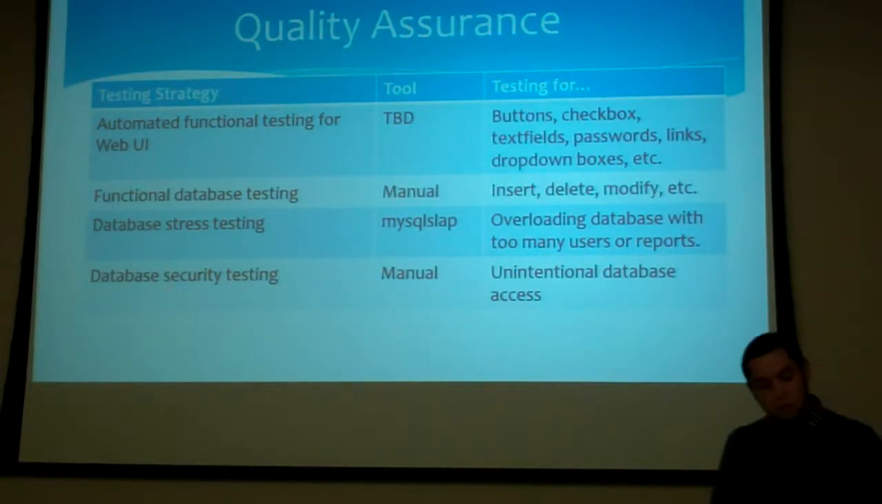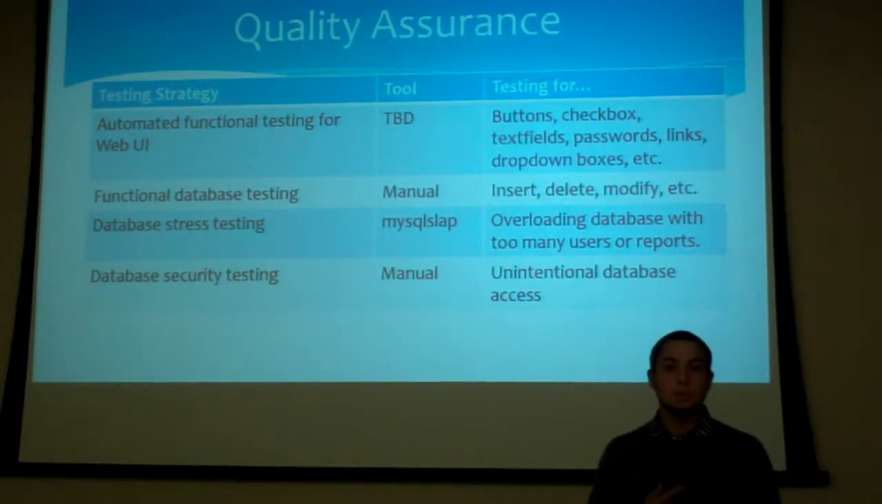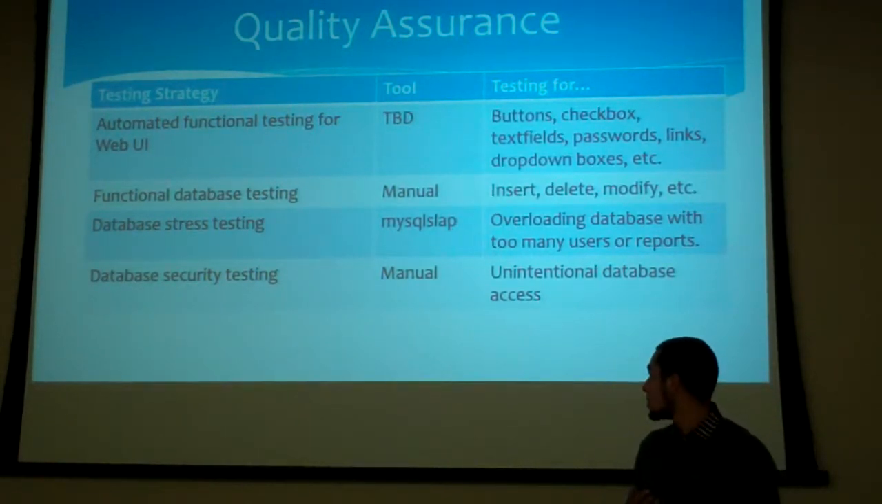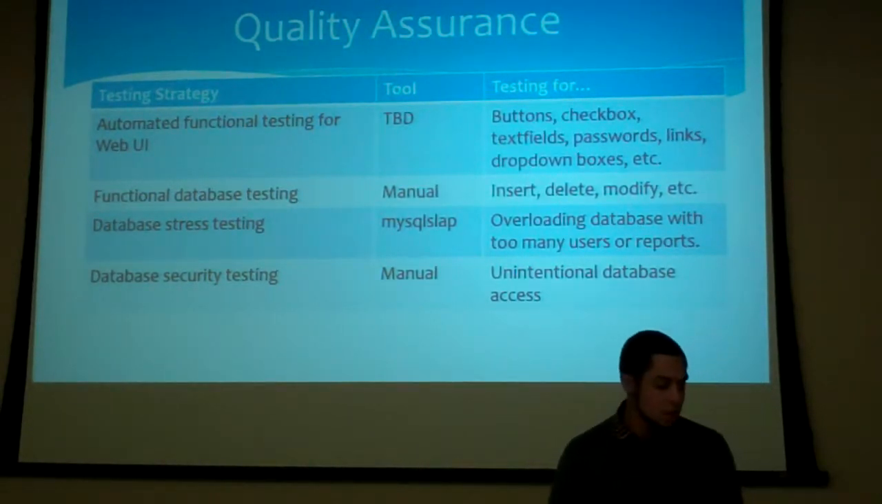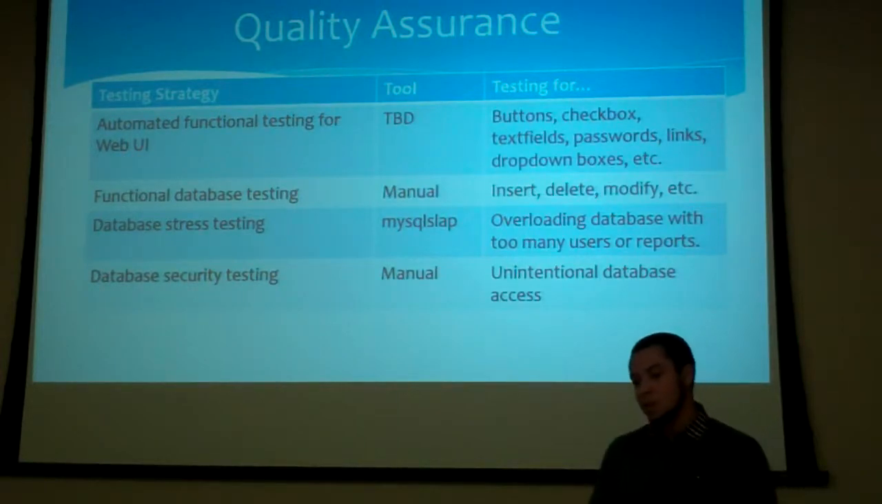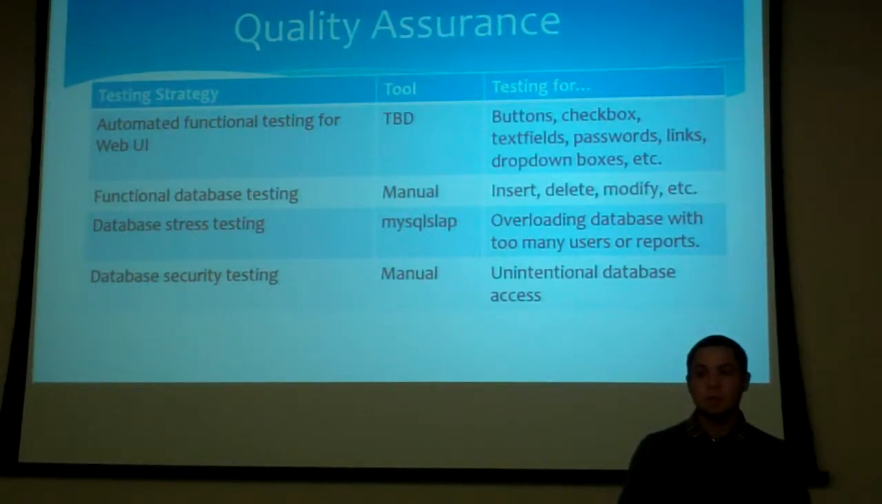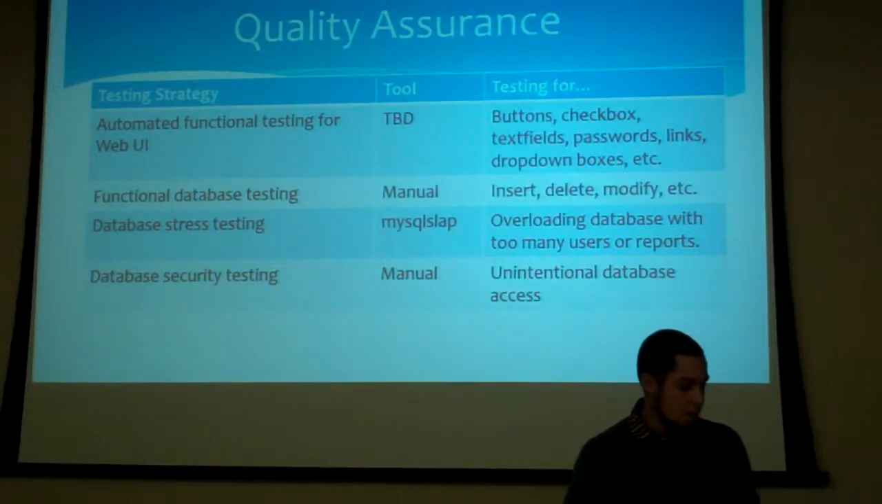We're talking about quality assurance, or how we go about testing our product. First, we will start with automated functional testing for the web user interface, making sure that all the elements on the web pages are functional, such as buttons, checkboxes, and links. Next, we move into functional database testing, where we will make sure that the database is working, can be connected to and interacted with, so we'll insert, delete, and modify reports or accounts.